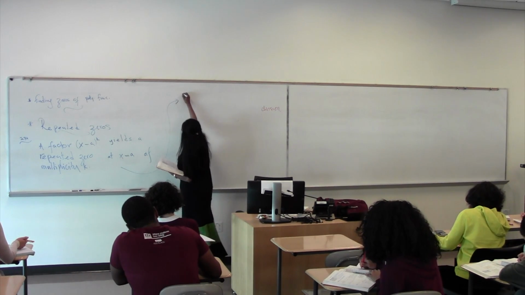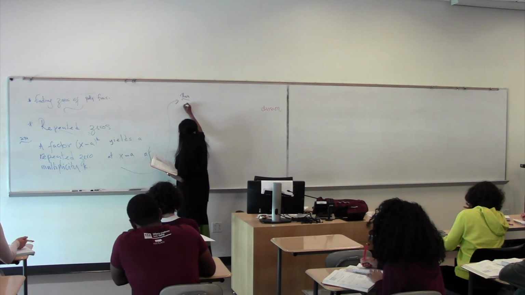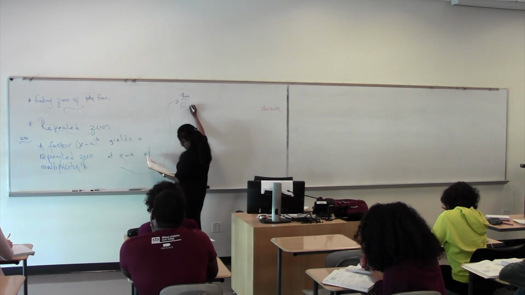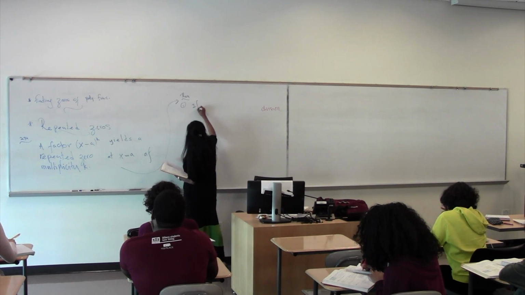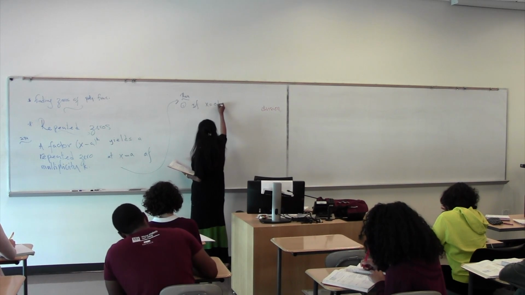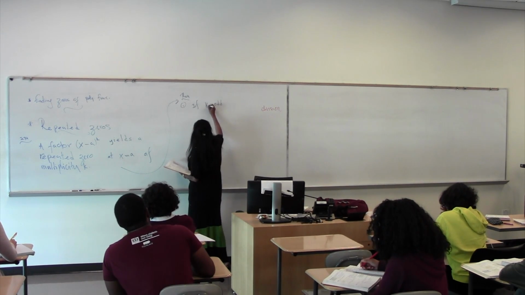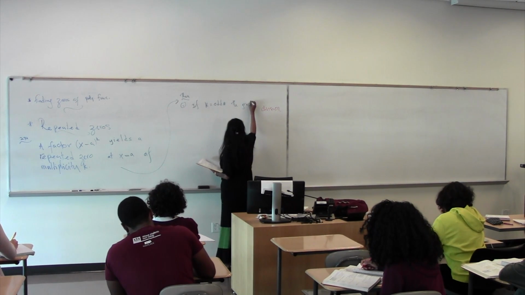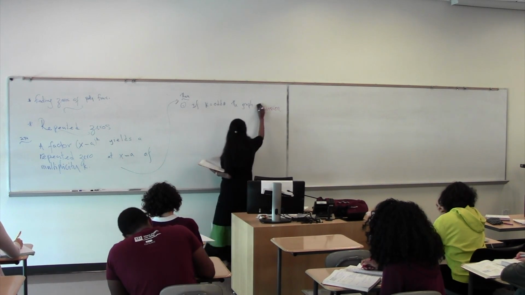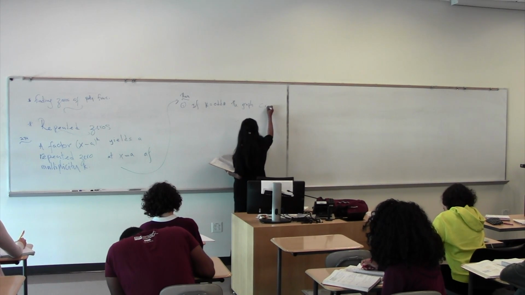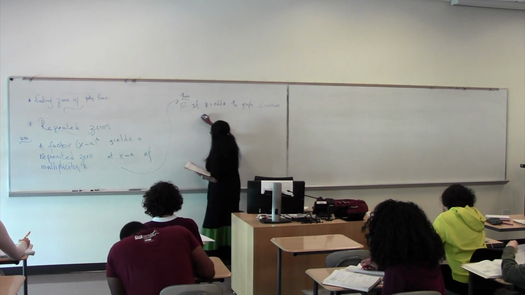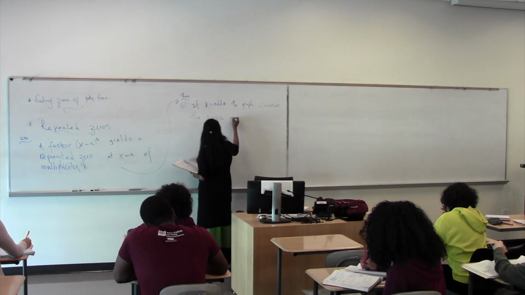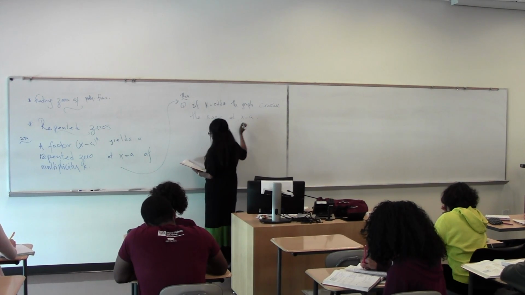Number one, if k is odd, the graph crosses the x-axis. If k is an odd number, the graph crosses the x-axis at x equal to a.